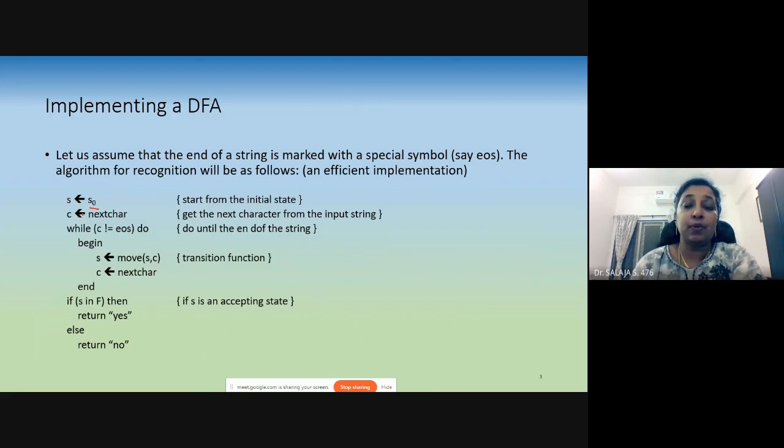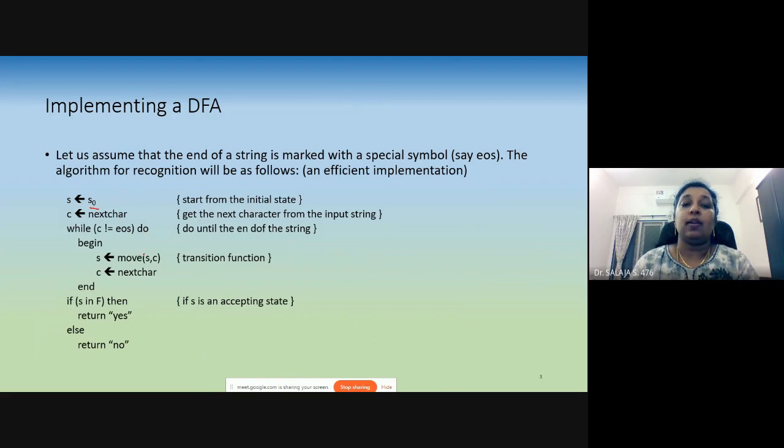Now, what am I supposed to do? We have to have the input symbol and state pair in order to find the output state. And therefore, we have two inputs which are required to make a decision. The first input is the state, which I have taken and assigned to s. When I read the next character, take it and assign it to c. How many times am I going to read it? I'll read it till I reach the end of the string.